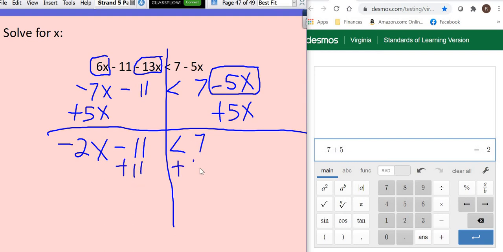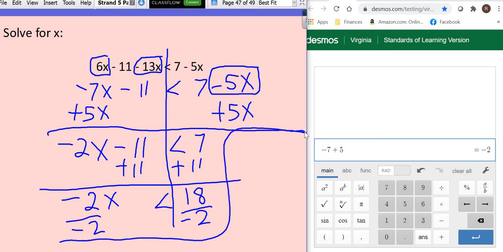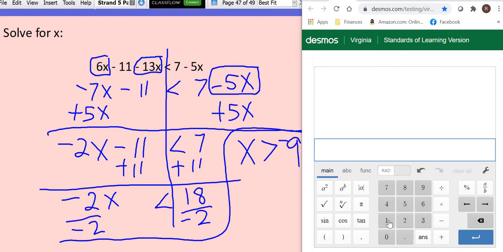Then I have to add 11 on each side. So I get a negative 2x less than 11 and 7 is 18. Please use your calculator. Oh boy, here we go again. Dividing by a negative. All of the alarms should be going off when you divide by a negative. So you get x, the inequality flips, and 18 divided by negative 2 is negative 9. I'll even put that in the calculator. 18 divided by negative 2 is negative 9. So your solution here is x greater than negative 9.